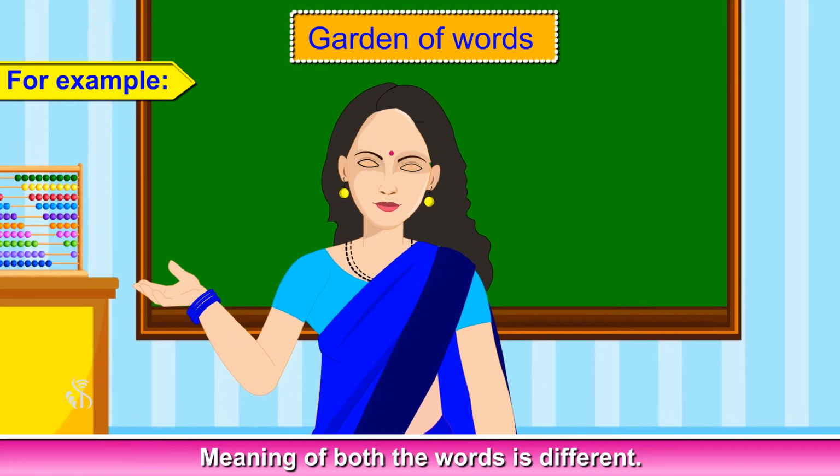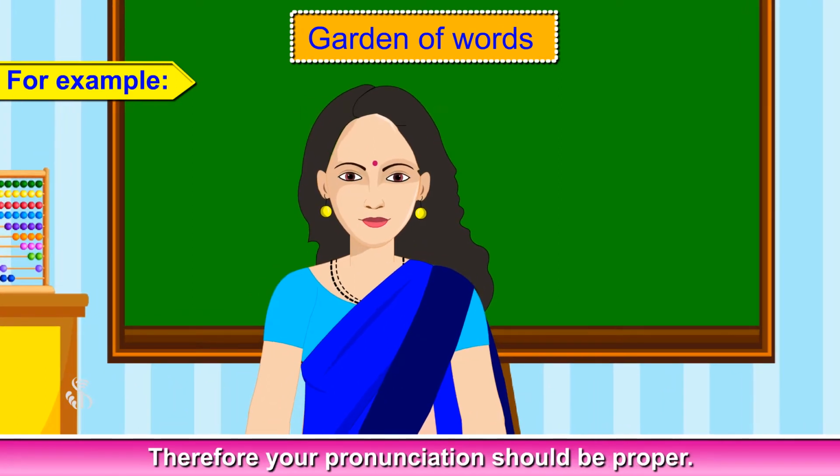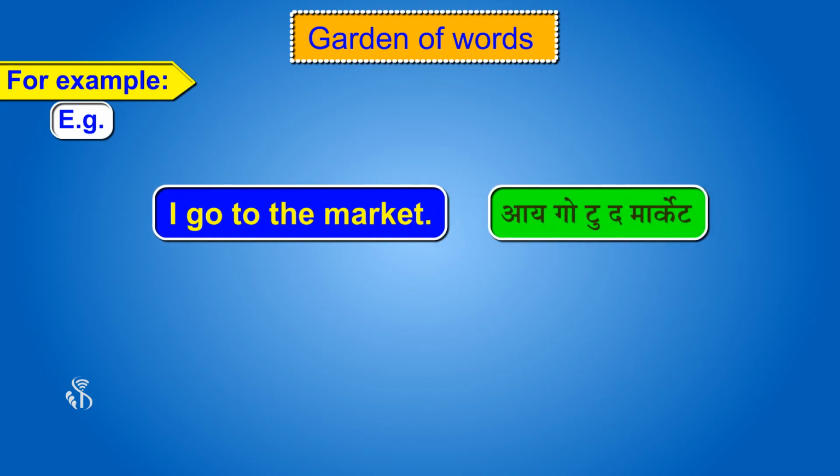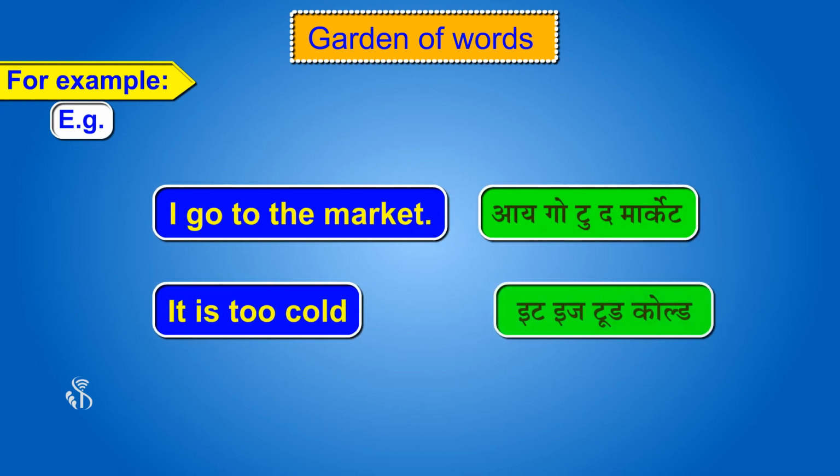To is pronounced as to, and too is pronounced as two. Meaning of both the words is different. Therefore, your pronunciation should be proper. That is, I go to the market. It is too cold.